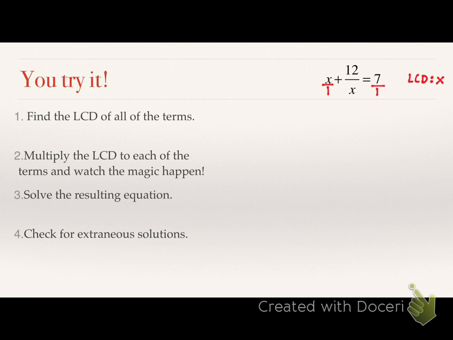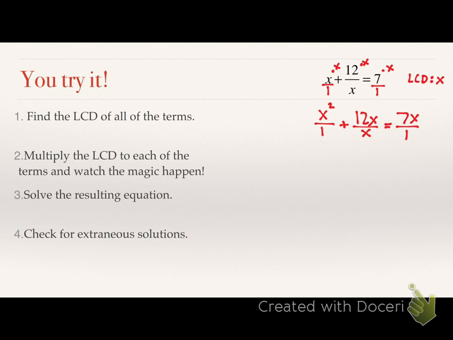So I'm going to multiply an x to the top of each of these. Remember, just to the tops. We can still keep the equation balanced because we're multiplying it to both sides. So x times x would be x squared, giving me x squared over 1. 12 times x is 12x, so I've got 12x over x. Okay, 7 times x is 7x. Now I have 7x over 1.